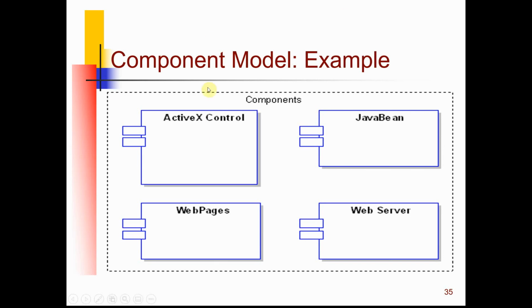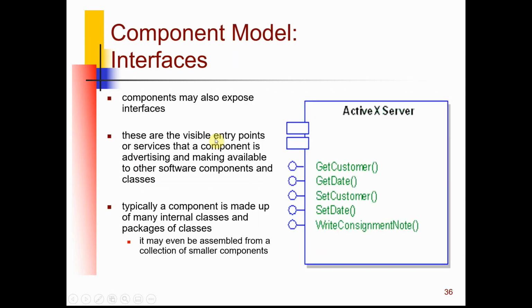So a component is something like this. A component may also expose the interface. Think about the component as a black box. You don't know what's inside, but the component will provide services. This service we call an interface. It shows what methods are available to call. Of course, this method may belong to one class or different classes, but this is what is exposed outside to the user.